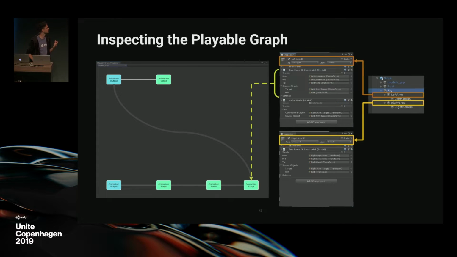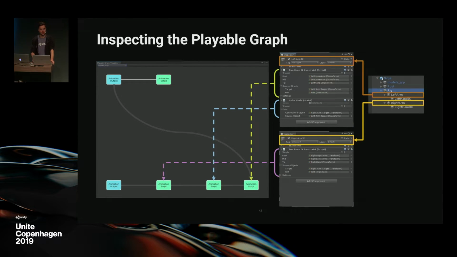So this is the first node that gets executed. Then we run our hello world constraint to copy our data from left to right. And finally, the right arm game object is lower in the hierarchy, so this gets executed after that, at the very end, as a final node before we reach our animation output at the bottom left.